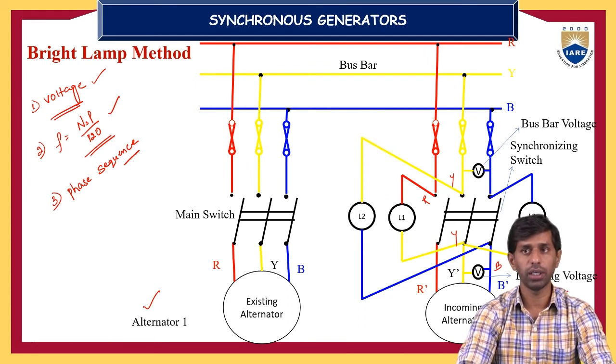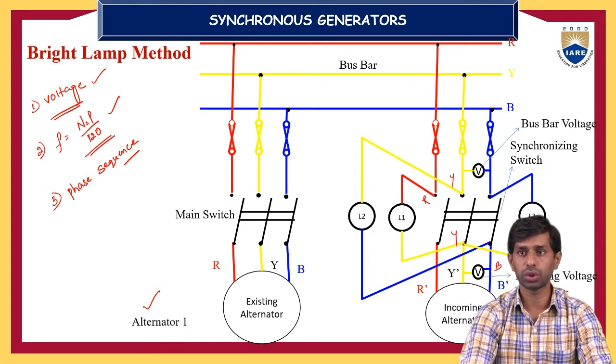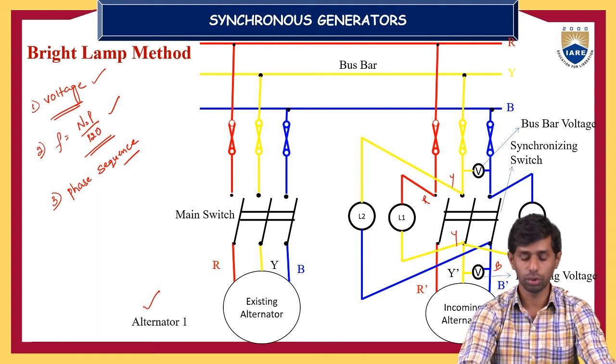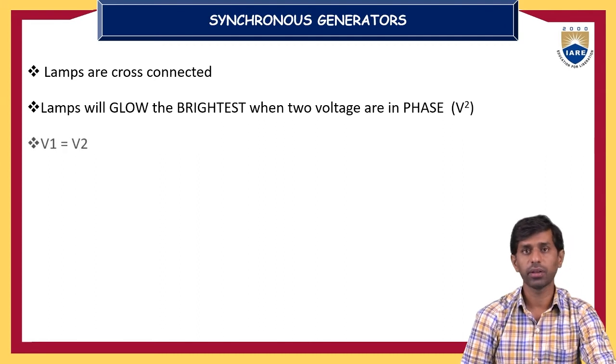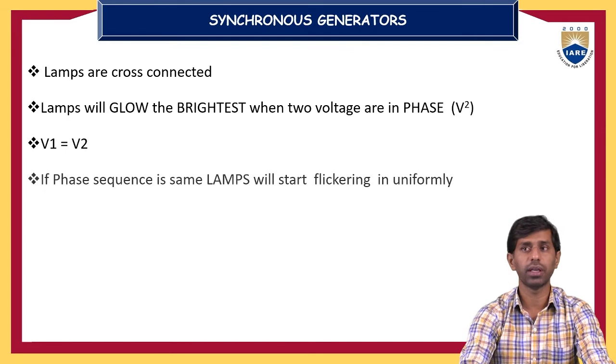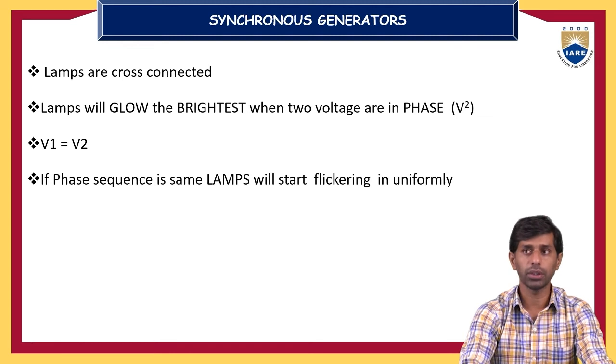In the middle of the bright period, we have to close the TPST switch to synchronize the incoming alternator into the bus bar system. That is why, first of all, you have to check the voltage level, then check the frequency, and then you can observe the lamps. Lamps will glow the brightest when the two voltages are in phase. The brightness of the lamps is very sensitive to the voltage, as it is proportional to the square of the voltage, and V1 must be equal to V2.